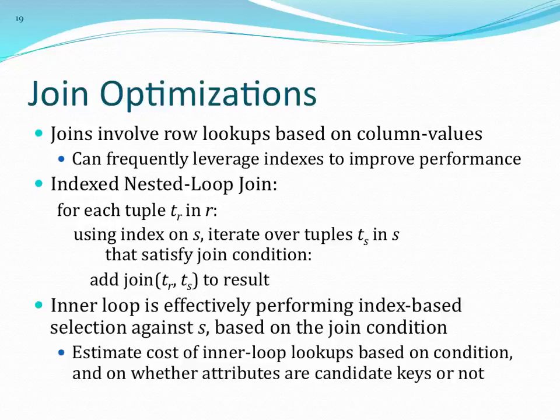So what's the cost of this? Well, it's pretty straightforward to figure out. Since we're doing index lookups, we just figure out how much each index lookup costs, and we multiply that by the number of tuples in R. So we could do something like that. The number of block accesses is whatever the inner loop accesses plus the number of blocks in R, and so forth.